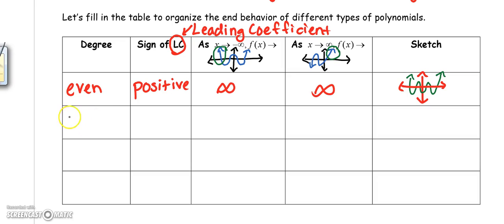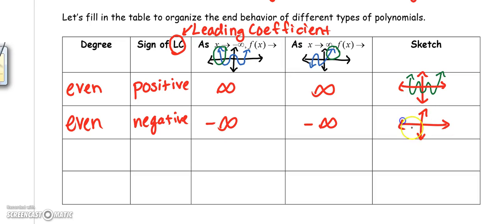Now, if I have an even polynomial that has a negative leading coefficient, that's going to flip my function upside down. So that means as x goes to negative infinity, f of x is going to be going to negative infinity also. And then as x goes to positive infinity, f of x will still be going to negative infinity. So an example of this type of graph, we could just draw an upside down parabola.